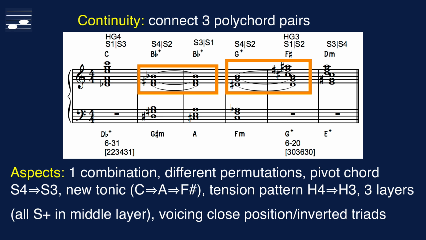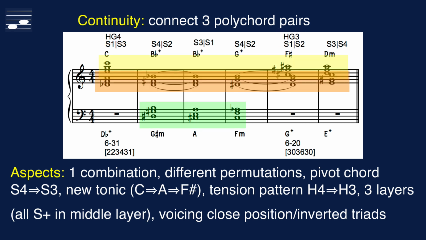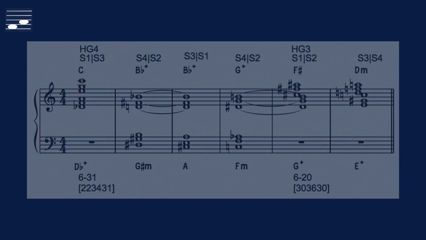S4 becomes S3, and that yields the tonic of the transposed set. Thus we obtain a sequence C to A to F sharp. The chord tension level somewhat decreases from Hindemith group 4 to 3 at the end. Note that I've created a 3-layer setting with all augmented triads in the middle. The voicing is close position triads in either root or inverted position. Listen to this chord progression.